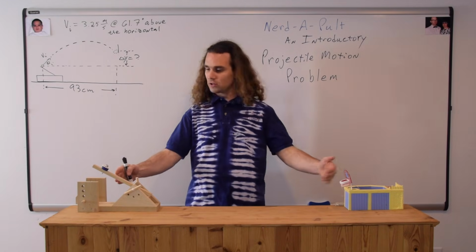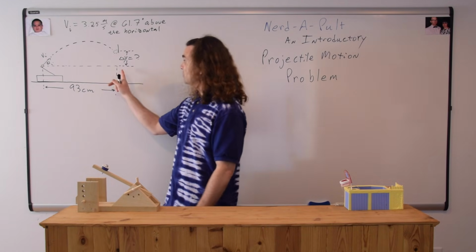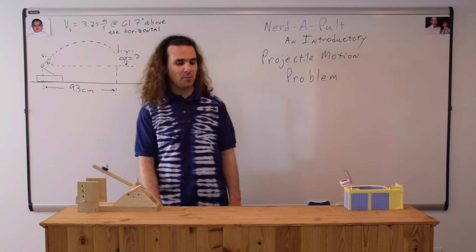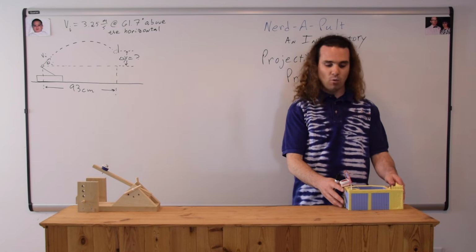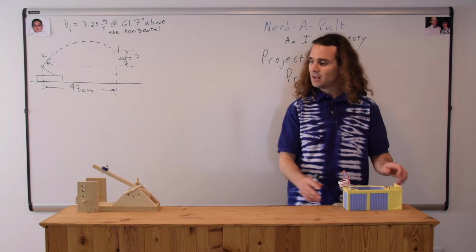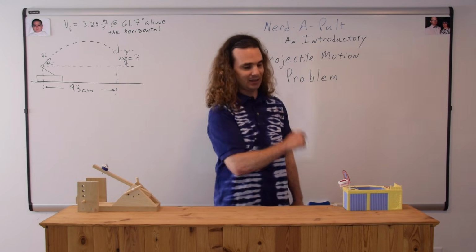Basically, we know the horizontal displacement from the ball to the basket is 93 centimeters. We know the initial velocity of the ball, and we're trying to figure out where to place the basket vertically relative to the ball such that the ball will land directly in the basket.